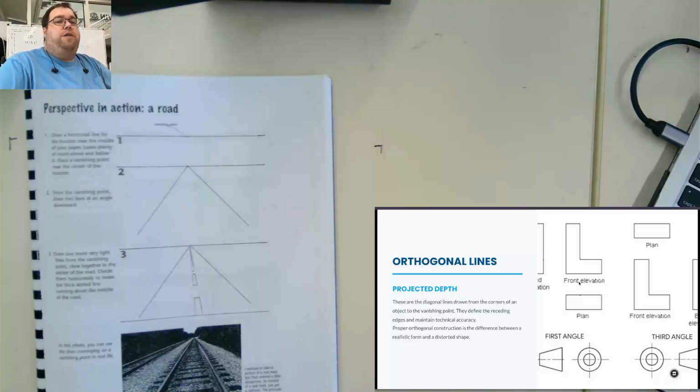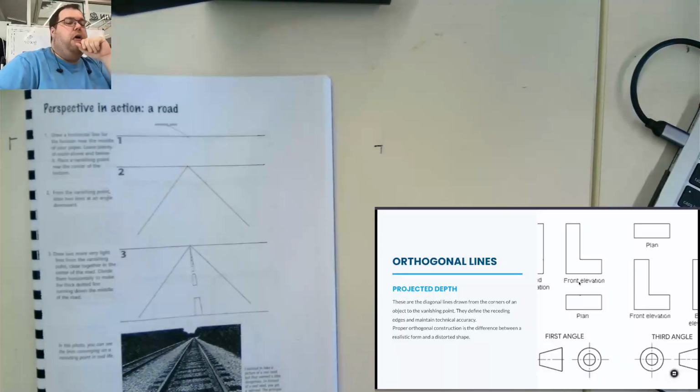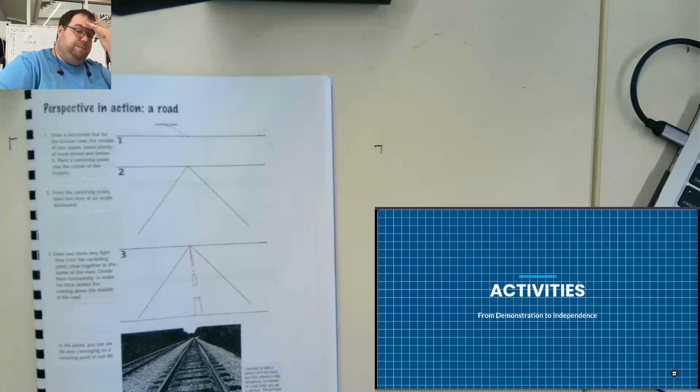You're going to have orthogonal lines. Essentially, you have your front face, and then you have the line that recedes to the vanishing point. Those are our orthogonal lines.